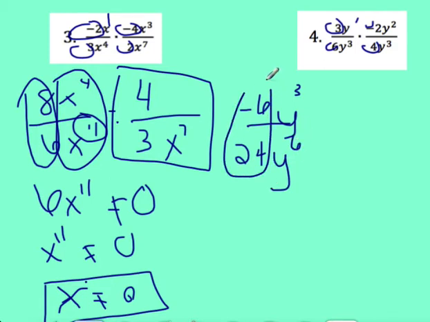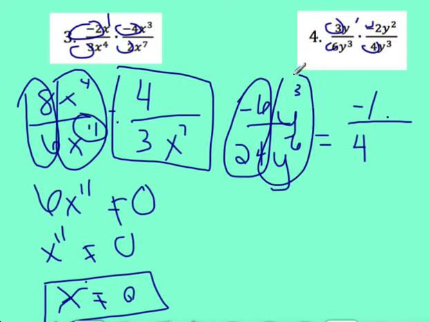So now I want to go ahead and reduce this fraction, negative 6 over 24. Well, 6 and 24 are both divisible by 6. So that's going to leave me with a negative 1 on top. 24 divided by 6 is 4. So that fraction is going to reduce to a negative 1 over 4.